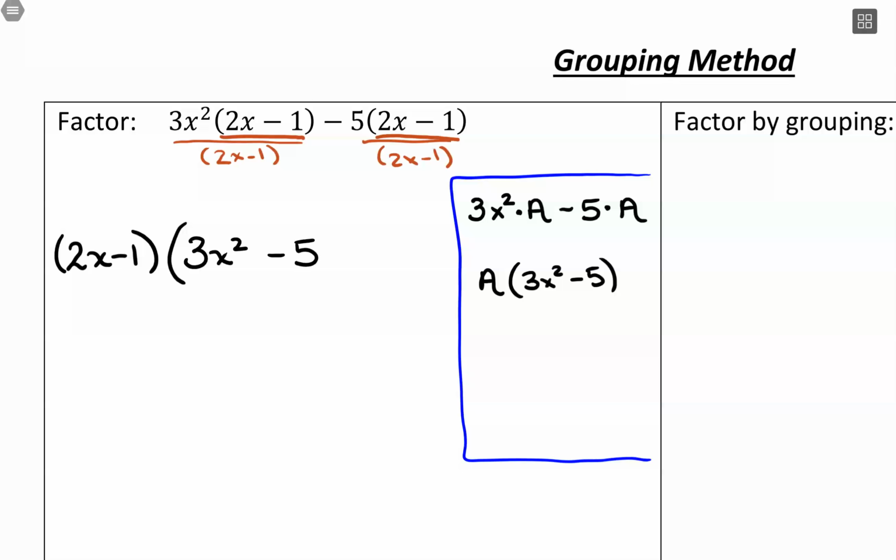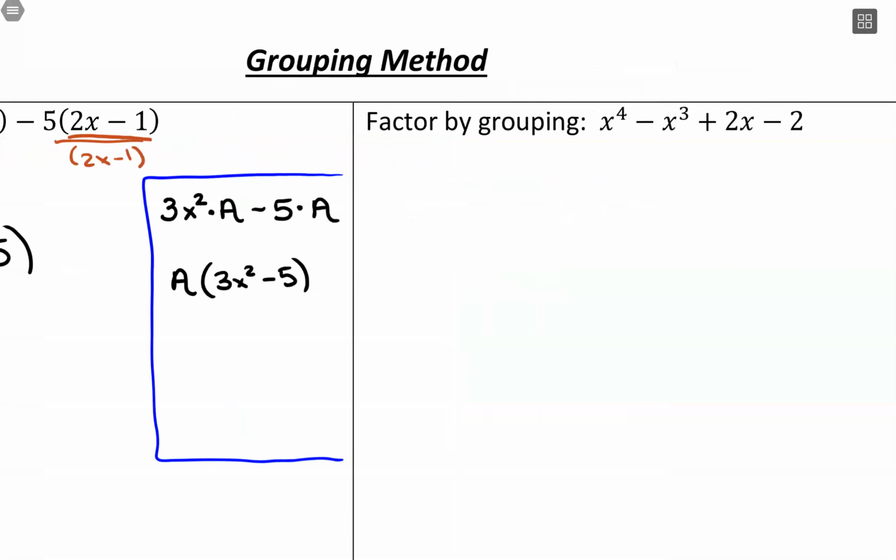minus 5. So this is just to show that in factoring and taking out a common factor, if it's contained in parentheses and it's exactly the same, so these are both 2x minus 1, that can be a common factor that's brought out front, and then we just think about that division for collecting what's inside there. So this is a tool we're going to use as part of the grouping method.